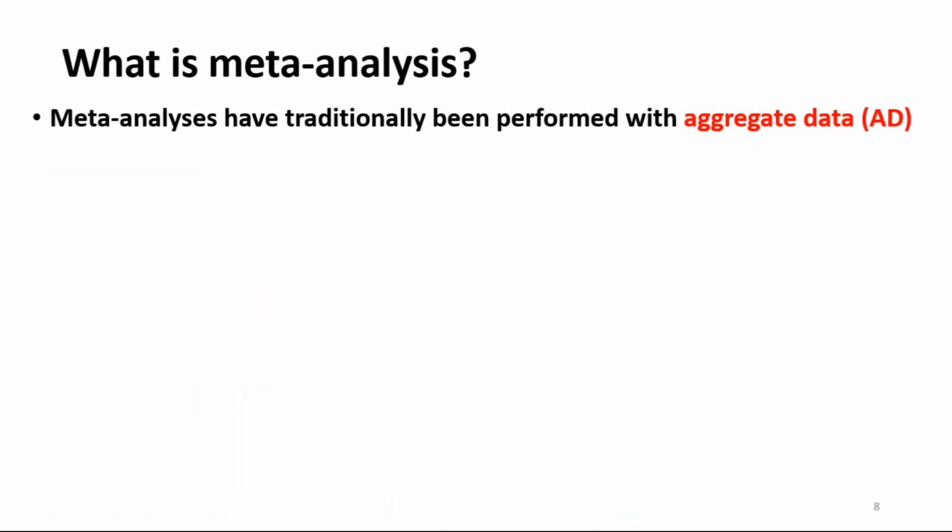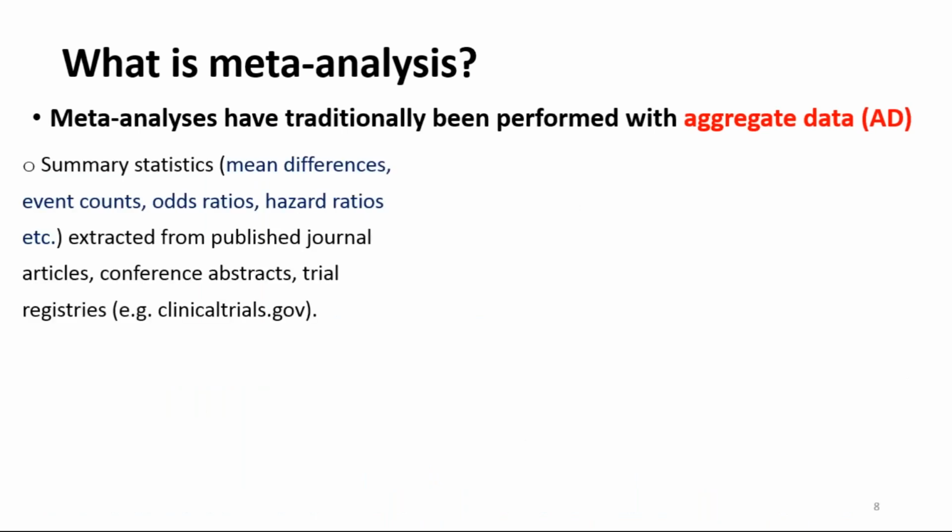So meta-analyses have traditionally been performed with aggregate data. So what do I mean by aggregate data? So summary statistics such as mean differences, event counts, odds ratios, risk ratios, hazard ratios, and so on, that you will find in the published literature. So journal articles, conference abstracts, or trial registries such as clinicaltrials.gov.